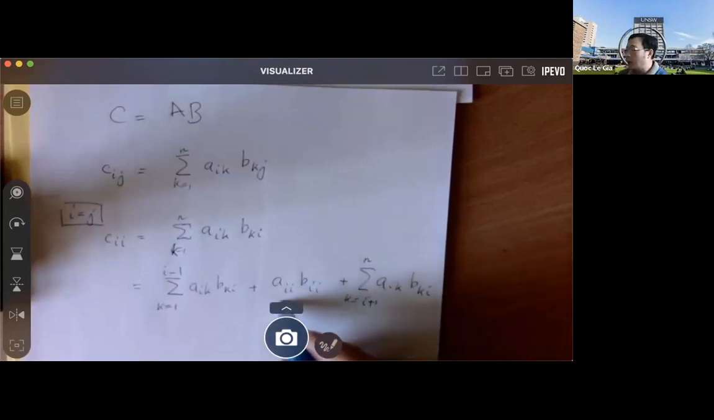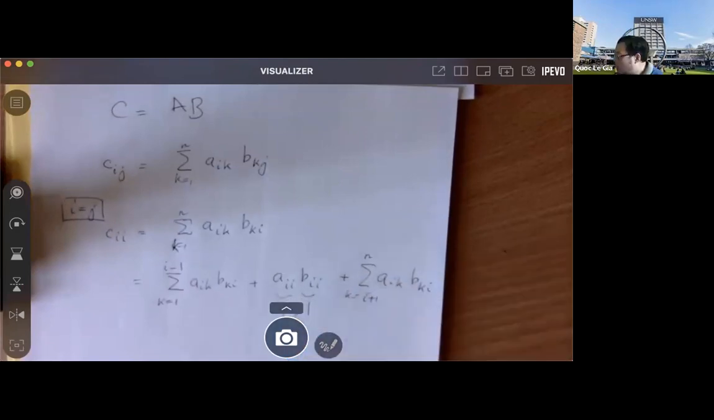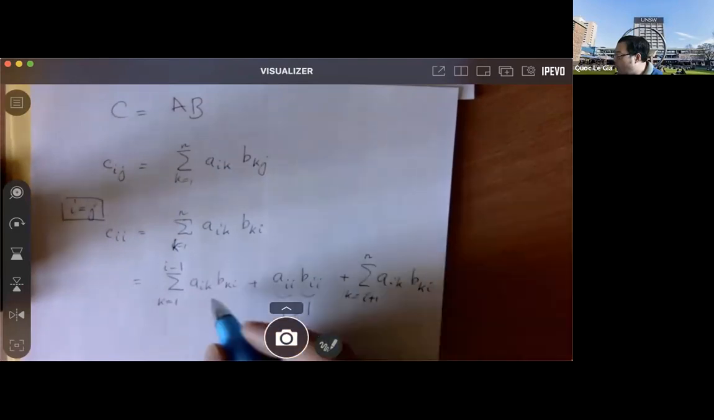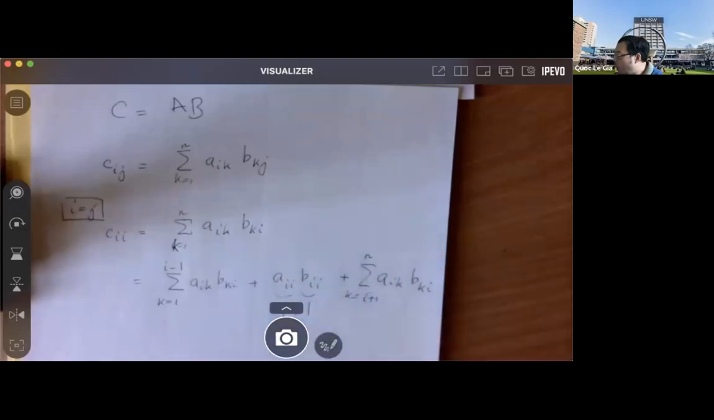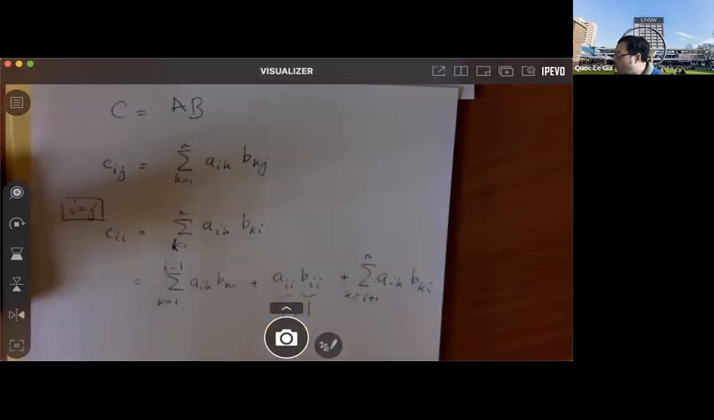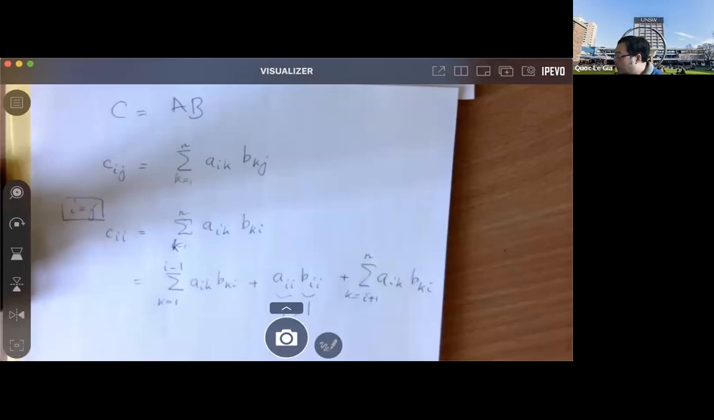But now look at this one. Look at this Aik. You know this Aik, right? So k here is between 1 and i minus 1. So it means that the column is always less than the row, right? So this one is row i and column k. And you see this row i is always bigger than the column.